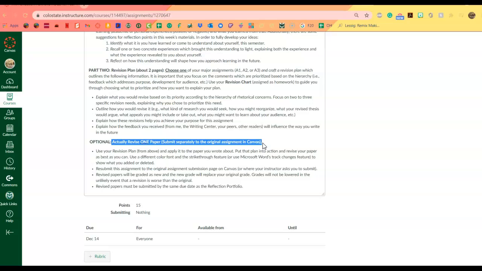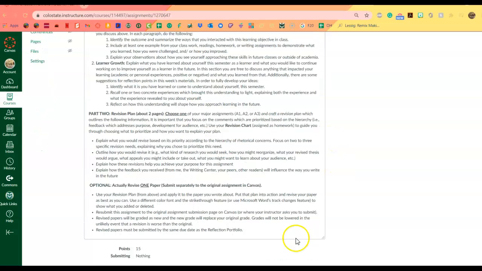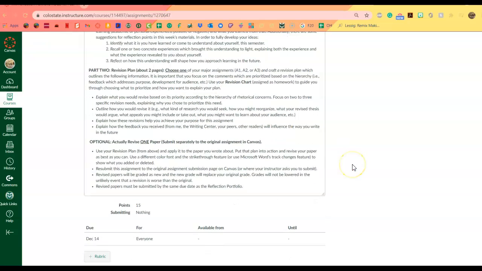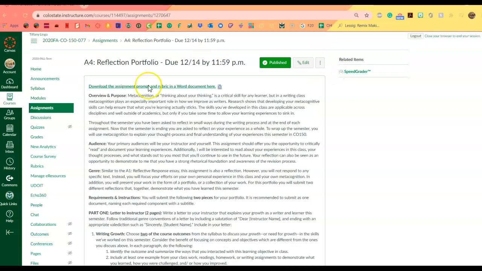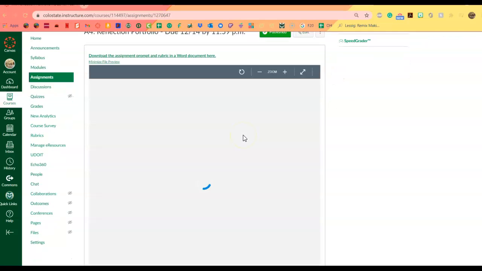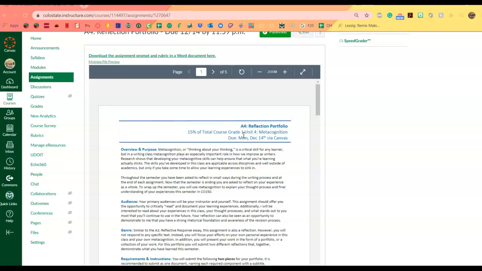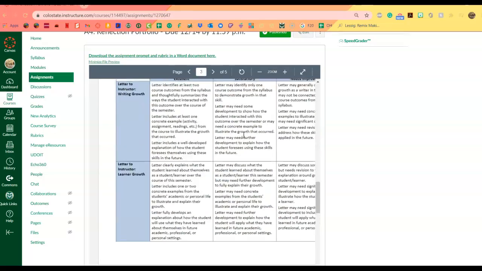So if you would like to get it done sooner, start with your revision plan, then move on to your letter so you can know what you're doing in your assignment. All right, so you'll submit here. Make sure to take a look at the assignment prompt and rubric so you can know exactly what you're looking for and you can see how you'll be graded.